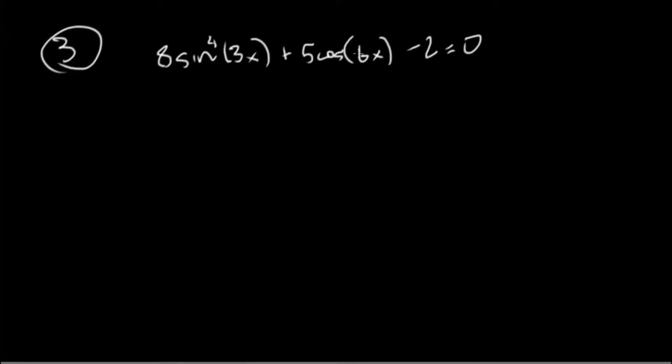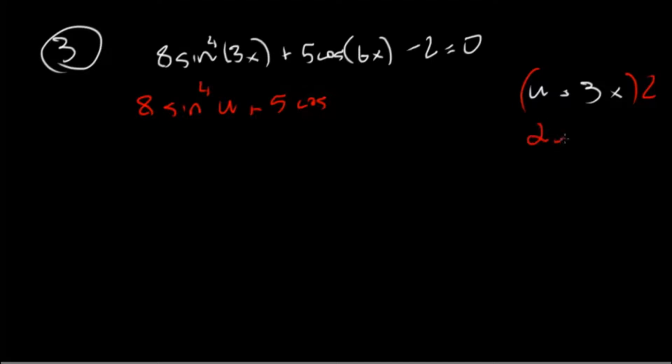I think I want to approach this one first by getting rid of all of this 3x and 6x stuff. Let's go ahead and make u 3x to make this a little bit more pleasant to look at. So what do we got here? We got 8 sine to the 4th 3x, I just called 3x u, so I'm going to go ahead and just write u there. We got plus 5 cosine 6x. That is, if I multiply this equation by 2, I get 2u is equal to 6x. So I can go ahead and replace 6x with 2u, and then I got the minus 2 and the 0.